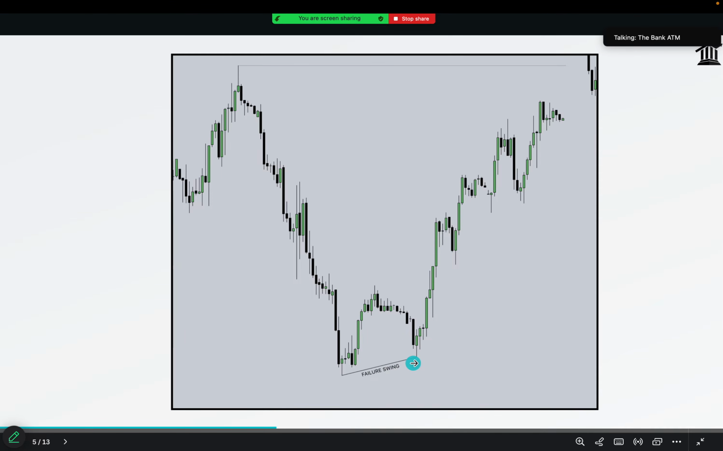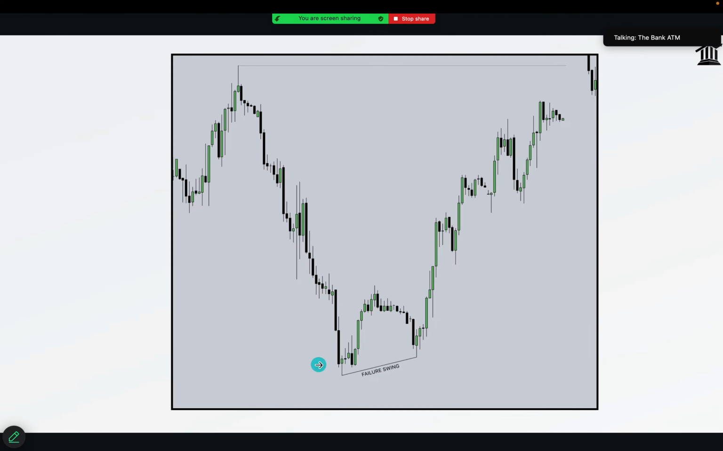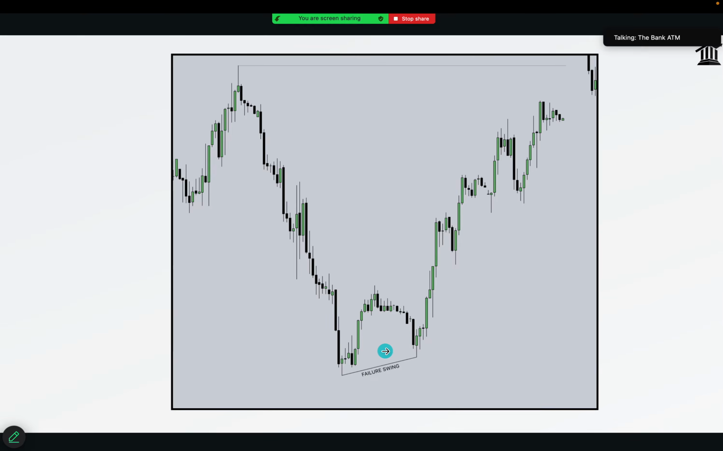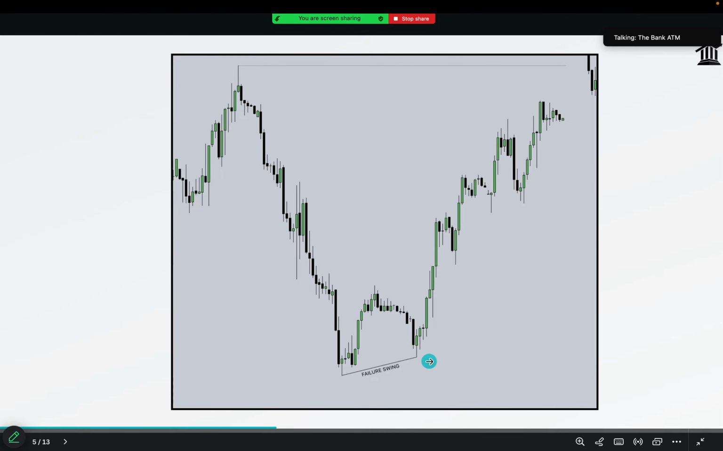Sometimes you're going to get SMT, which I'm going to talk about in a minute, which I'm sure you know about anyway. SMT is basically when a correlating asset will sweep, and a different asset will fail to sweep. It's a divergence between two different pairs. Again, I'll show you an example of that later on. But typically, this is confirmed with a CSD, which we're also going to talk about inside this video. Essentially, to put it bluntly, the failure swing is when we fail to make a new low.